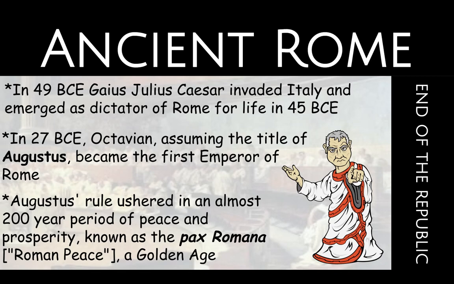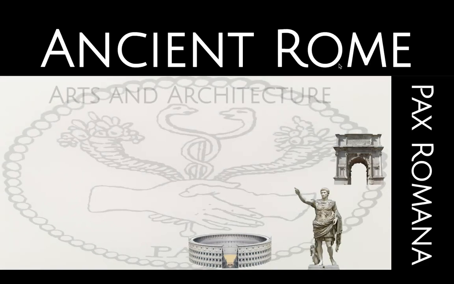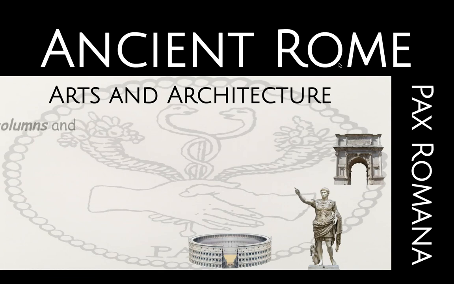So Augustus comes in as emperor and begins this almost 200-year period of peace, during which time the empire is prosperous, they have a lot of money, so they are able to support a golden age. Now we're going to look at the Pax Romana, the golden age of Rome. So you're going to see a lot of achievements. So we'll start with arts and architecture.